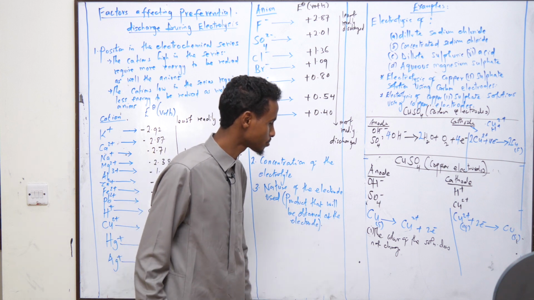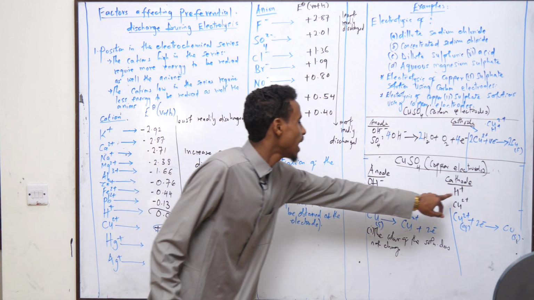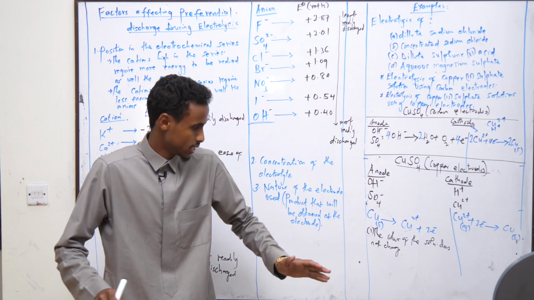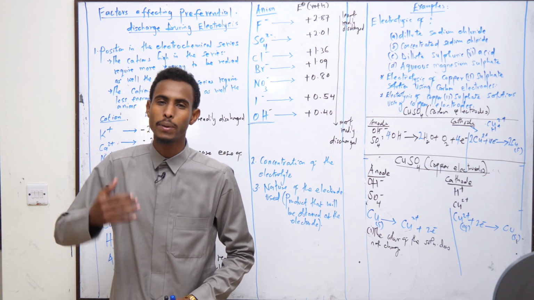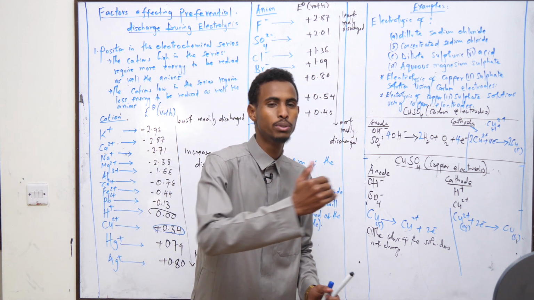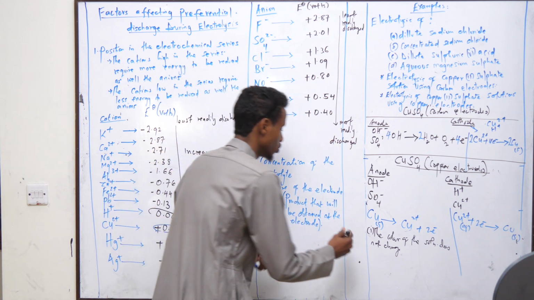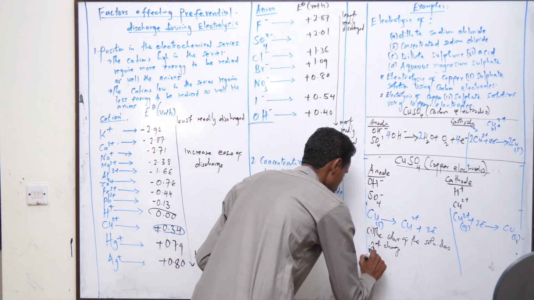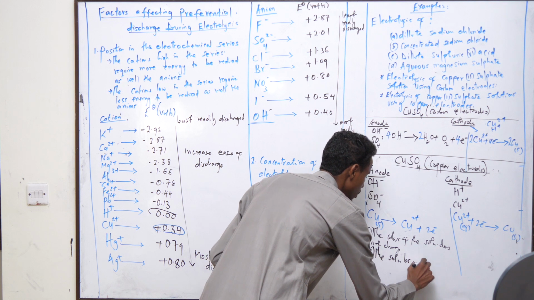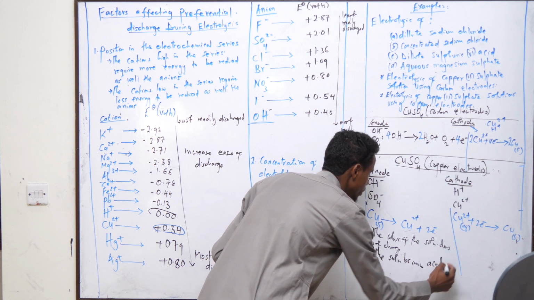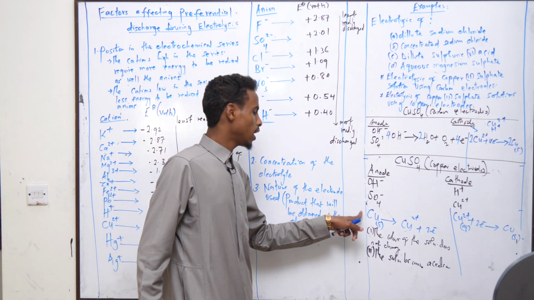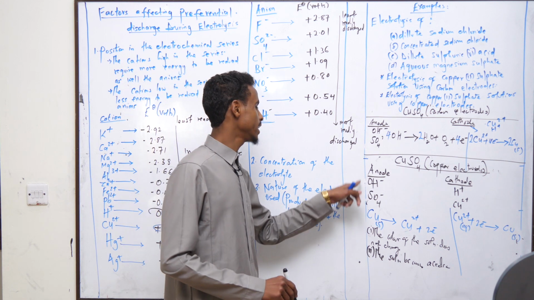Number 2 is, now that hydrogen ions are not preferentially discharged, what happens to the nature of the solution? The solution tends to be acidic. The solution becomes acidic. Very important point.